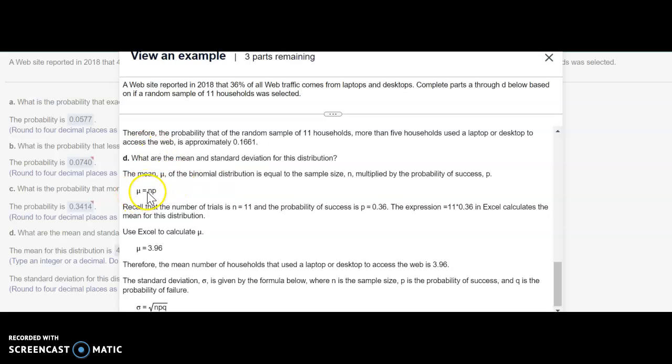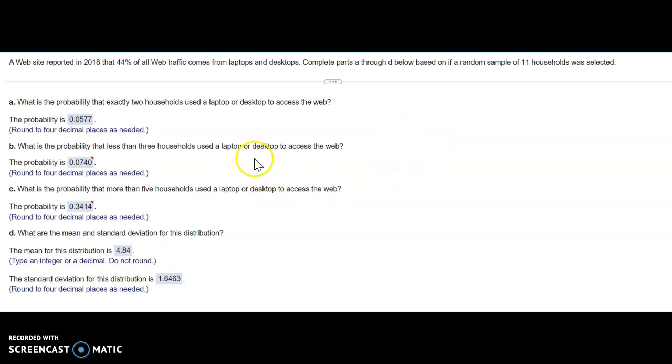So the formula is N times P for the mean, and then the formula for the standard deviation is the square root of N times P times Q. Remember, Q is the percentage or probability of failure. So to get that, we know 100%. If we subtract out the probability of success, 44%, 56% would be the probability of failure.